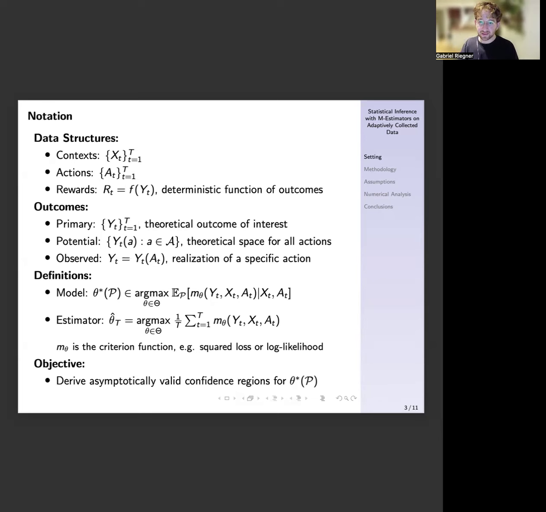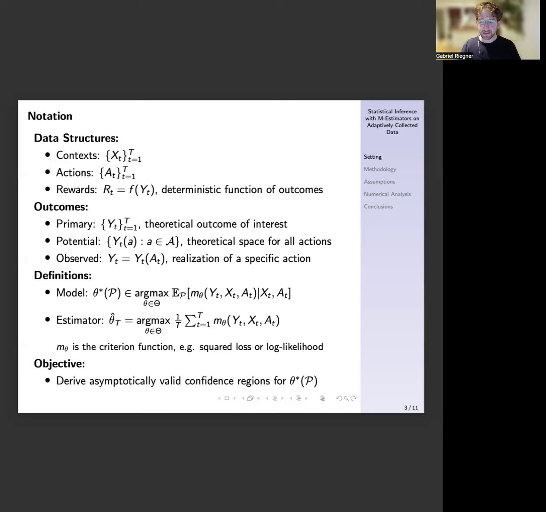First, the model defines the parameter of interest as a value that maximizes the expected value of a criterion function. This criterion function could be, for example, the negative squared loss function if we're maximizing, or just the squared loss function if we're minimizing. It could also be the log likelihood function if we're in the MLE setting. But in general, the estimator, theta hat, is the value of theta that maximizes the empirical analog of the criterion function. So this analog is based on observed data.